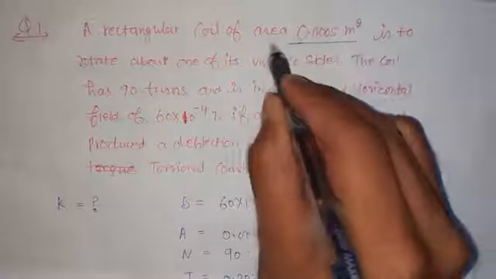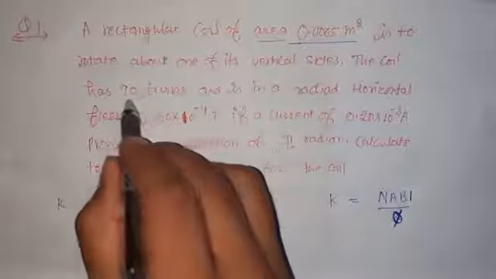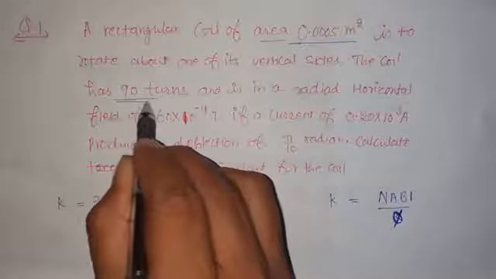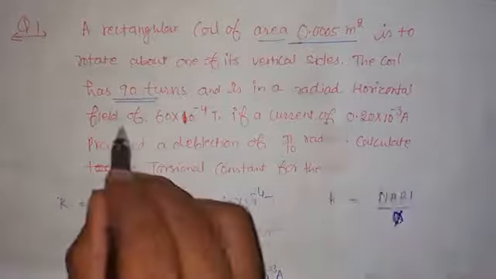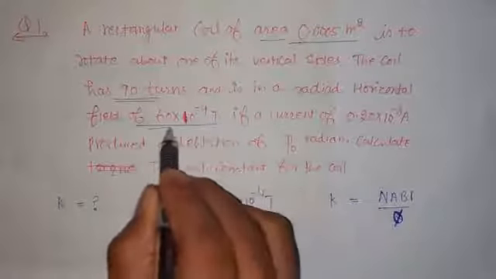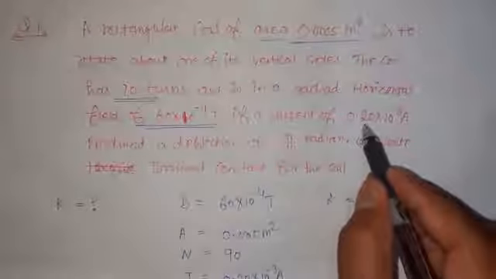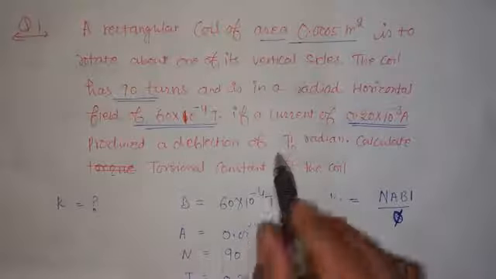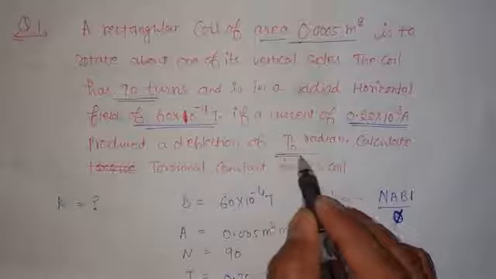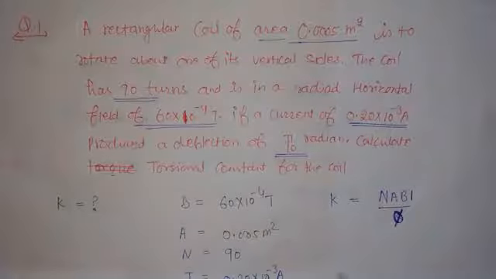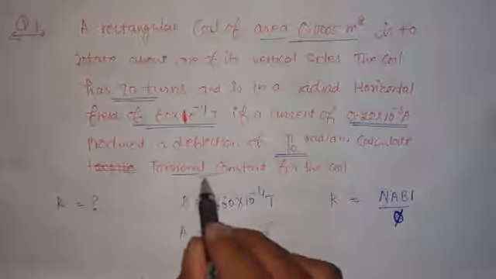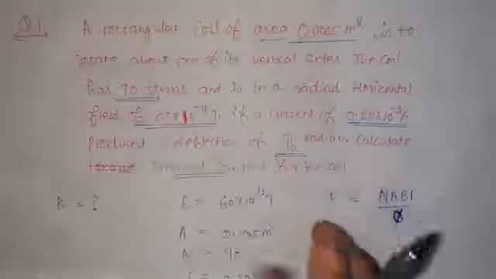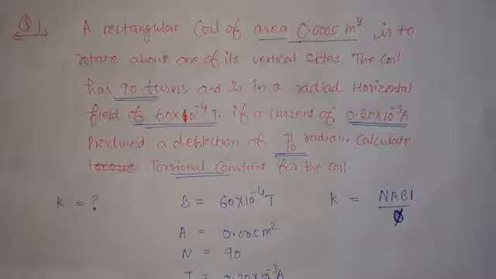This is given to us, the area of the coil, and it has a number of turns which is 90. It is placed in a magnetic field, and the magnitude of this magnetic field is 60 into 10 to the minus 4. The current flowing through this coil placed in the magnetic field is 0.20 into 10 to the minus 3 ampere, and it produces a deflection of pi by 10 radian. So we have to calculate the torsional constant. All the important terms given in the question, I have underlined them.